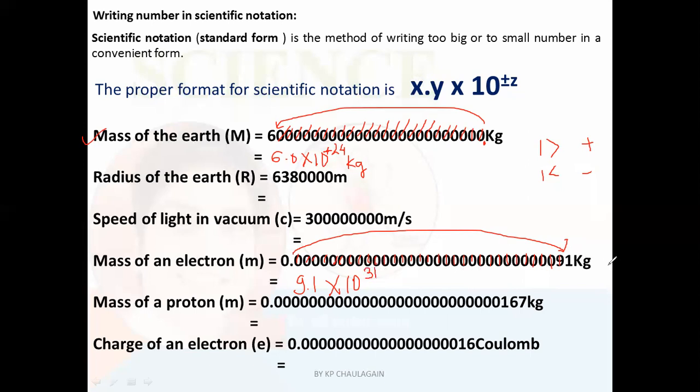And this number is a very small number. The number is smaller than 1. That's why we have to keep a minus power here. In this way, we can easily write numbers in scientific notation. I'm sure you have understood the concept, and the rest of the questions are for your assignment.